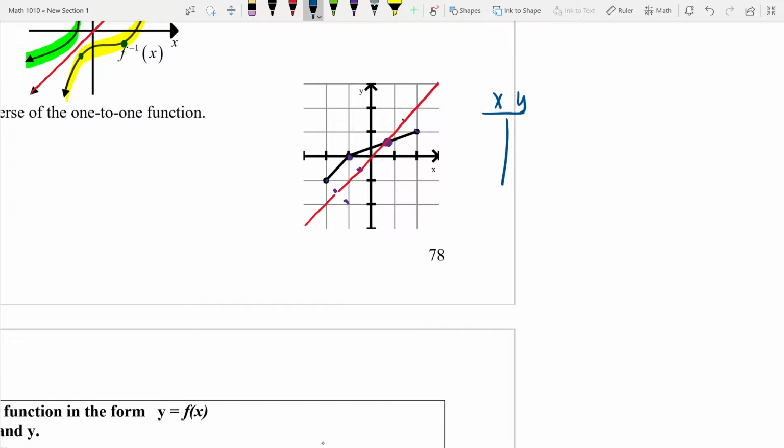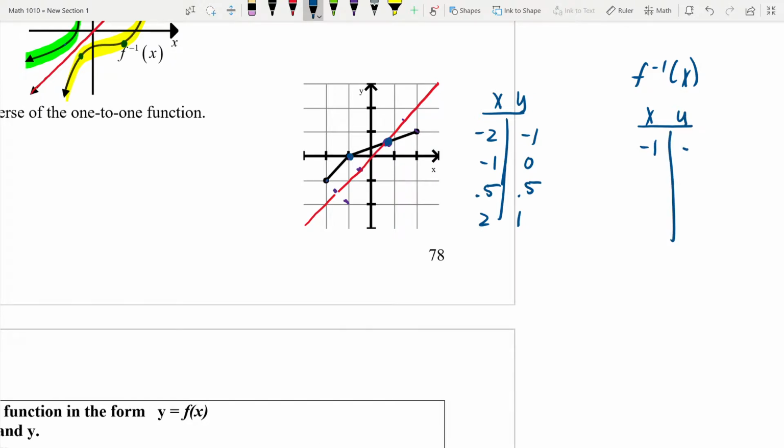So this ordered pair right here is left 2, down 1. So that's (-2, -1). This guy right here is left 1, don't go up or down. That's (-1, 0). Him right here, he's maybe 1/2, 1/2. So I'm going to go (0.5, 0.5). This guy is right 2, up 1. So to find the inverse, that's the notation for the inverse, all you do is take those values and flip them around. So (-1, -2), (0, -1), (0.5, 0.5) still stays (0.5, 0.5), and it goes to (1, 2).